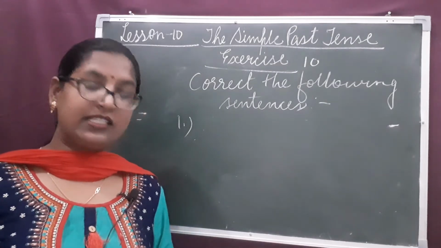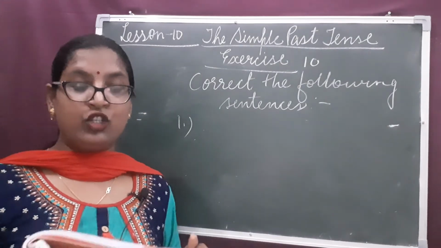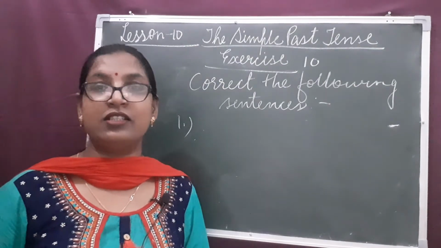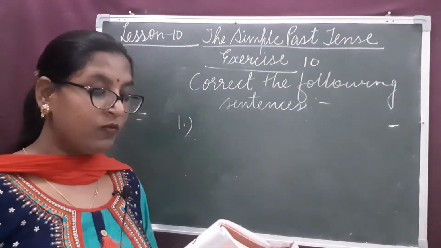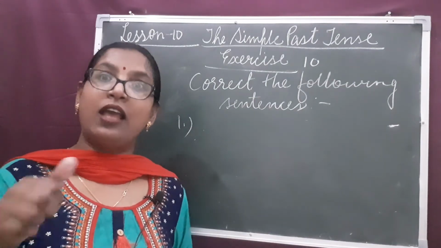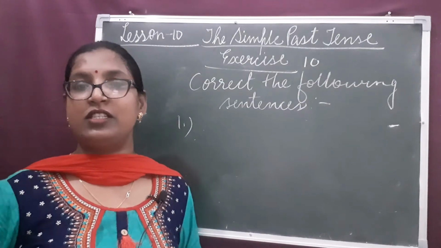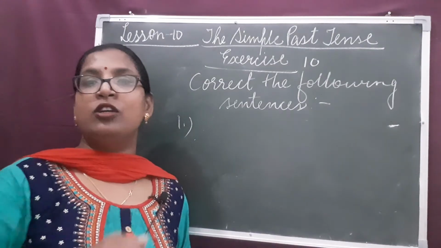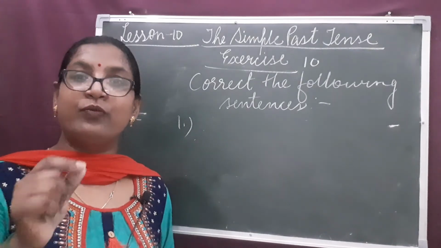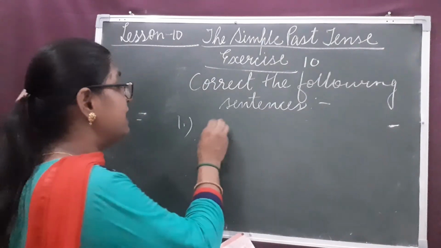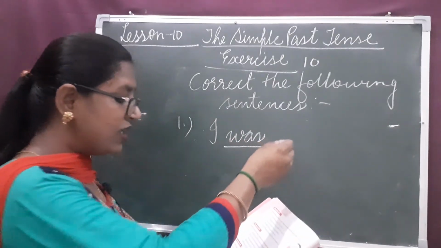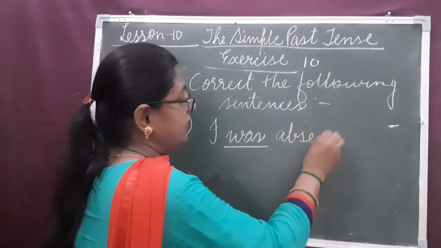Now look at the last exercise of this chapter, exercise 10. Correct the following sentences. There are some or the other mistakes in the sentences. You have to correct these sentences. First one is, I am absent yesterday. What is the mistake in this sentence? Yesterday indicates the past time, and here the verb is used in the present. So, the verb also should be in the past tense. I was, am will be changed to was. I was absent yesterday.